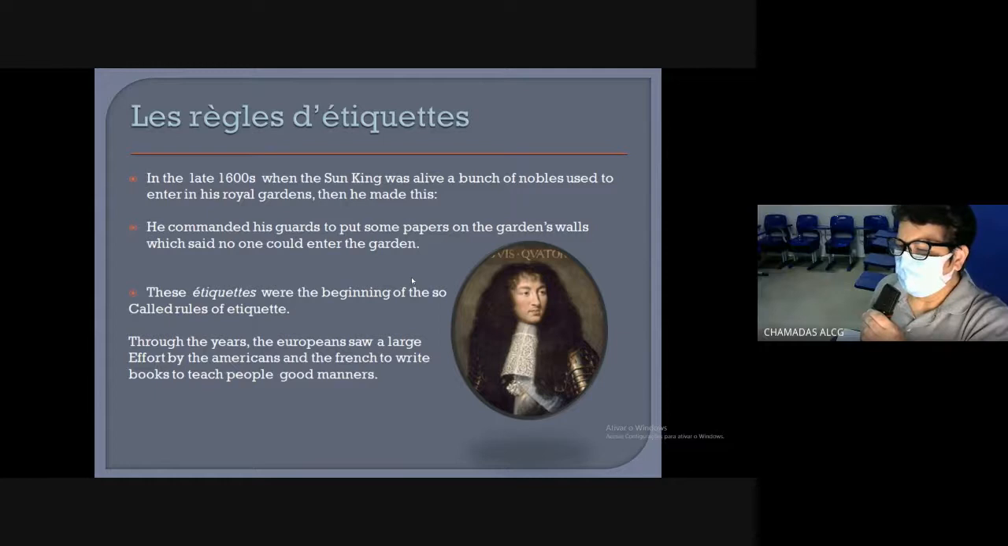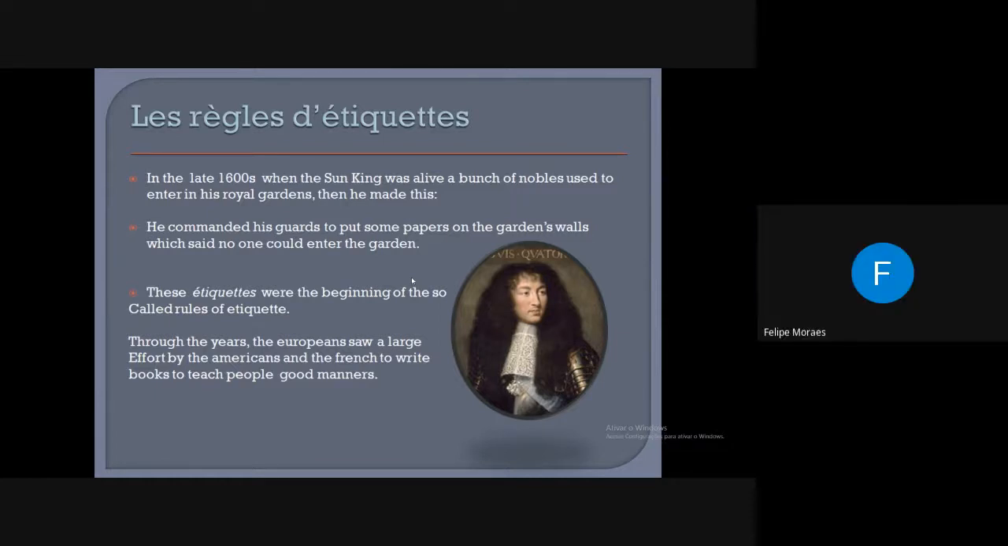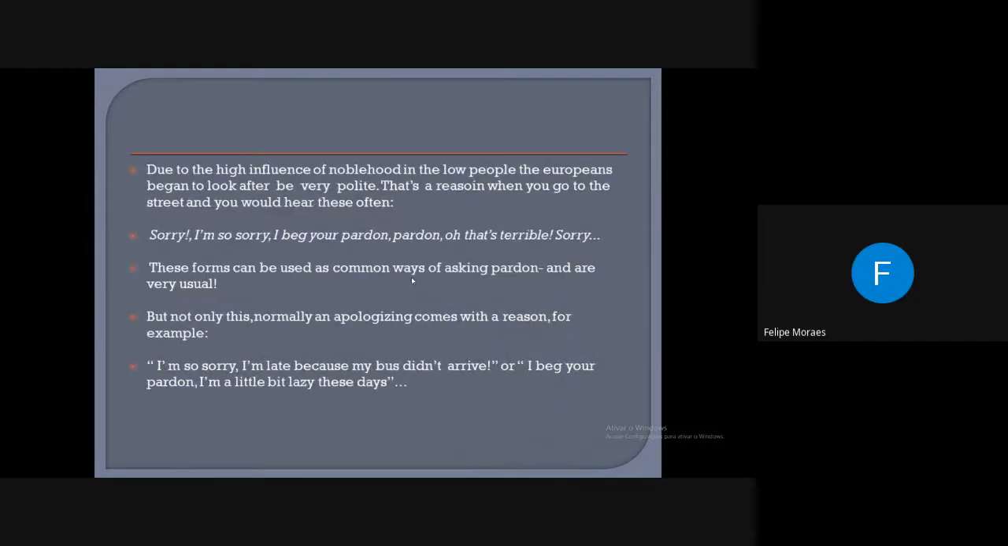So through the years, the Europeans saw a large effort by the Americans and the French to write books and teach people good manners. George Washington wrote a book on good manners, which is called Rules of Civility, and a lot of French writers did that too. So, due to the high influence of nobles on the lower people, the Europeans began to be very polite. That's the reason.